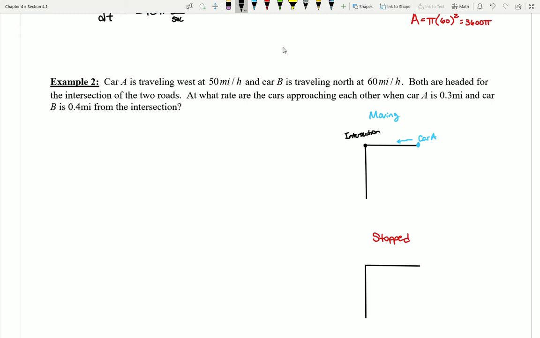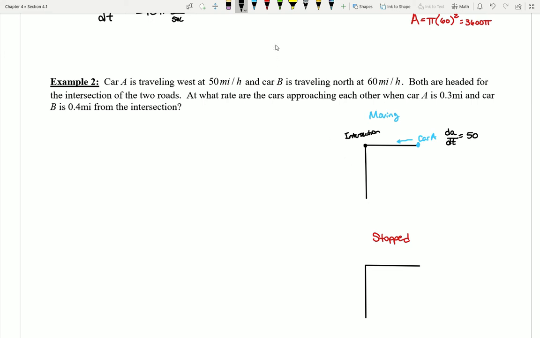Okay? Now, I can also tell you exactly how quickly the car is changing its position, right? I know the speed of the car. So I can write over here that the speed of car A is going to be equal to 50 miles per hour. Now I'm going to note something else that's going to be happening in this picture. So I'm going to label this here with dA/dt.